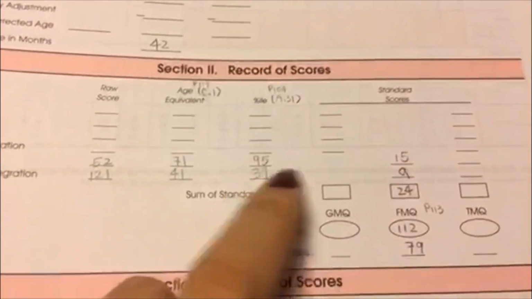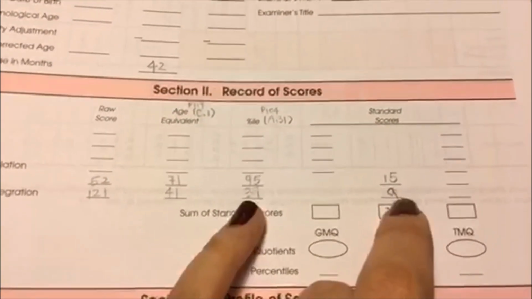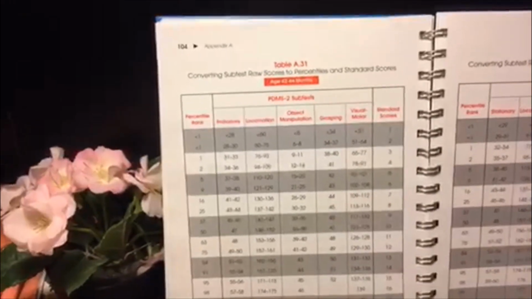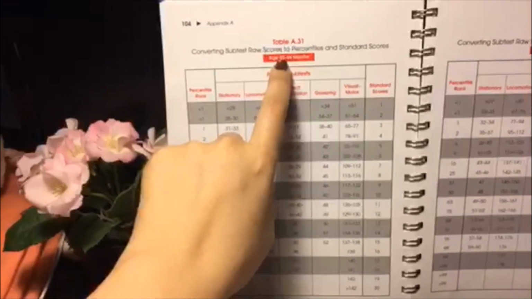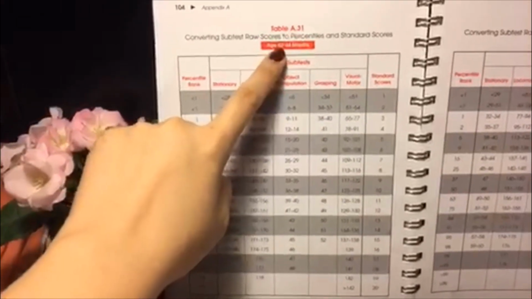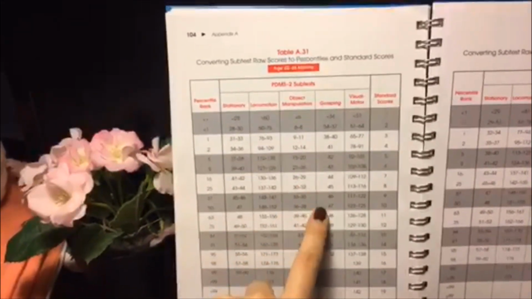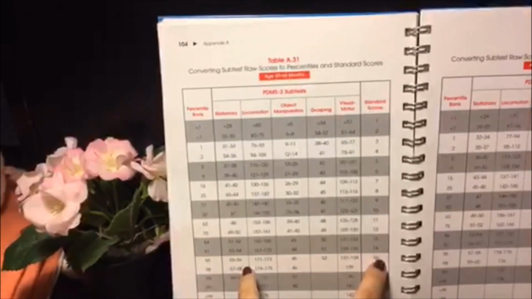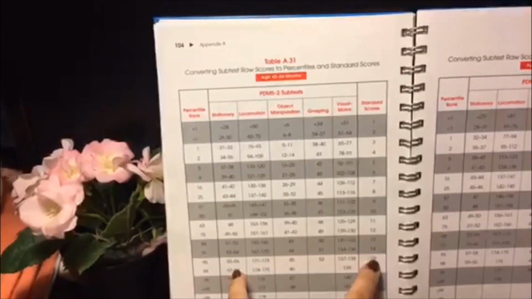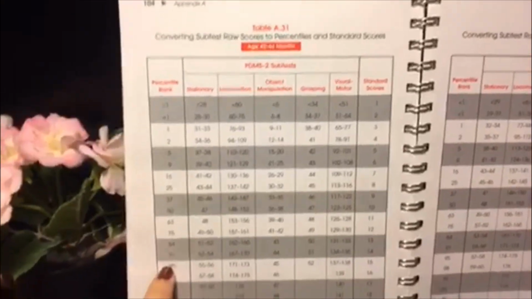Alright, and then we're gonna move on to percentile and standard score. We're gonna use table A for both of these. So here's table A. Look for the age. Our client is 42 months old. We find the grasping. We have a raw score of 52, so right here. And then the standard score will be there for 15, and then 95 is our percentile rank.